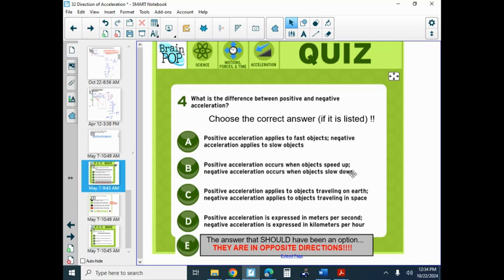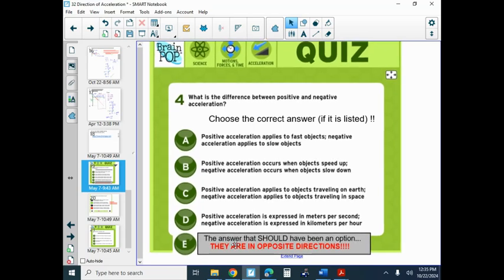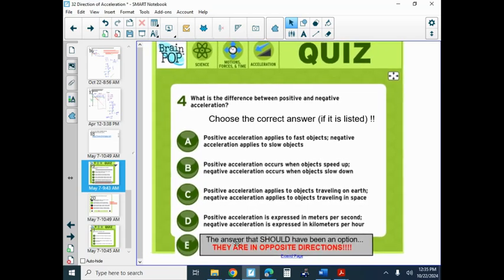Because positive doesn't always mean speed up. Positive acceleration applies to objects traveling on Earth and other ones in space. No. Positive acceleration expressed in meters per second. No, that's not even correct because it's meters per second squared. Negative acceleration expressed in kilometers per hour, definitely not, right? And so really the answer should have been an option. What answer should have been an option?